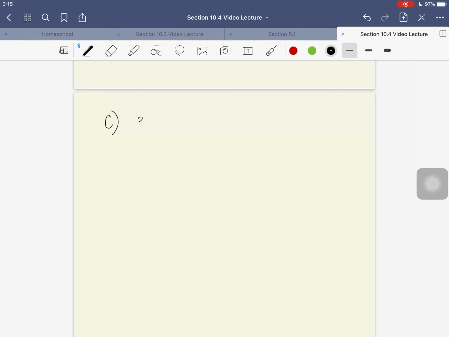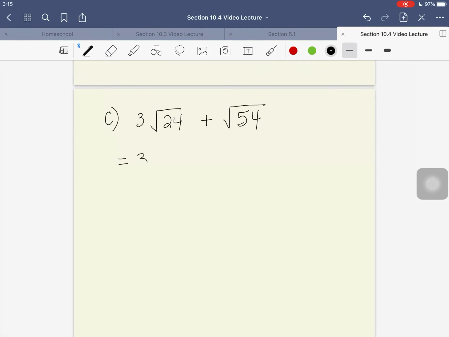All right, part C, we have 3 square root of 24 plus the square root of 54. As you can see with this one, the indices are the same, but the radicands are not. So we want to break down those square roots first. So we're going to look for the largest perfect square within 24, and that's going to be 4. So I can write that as 4 times 6. And the largest perfect square within 54, that'll be 9 times 6.